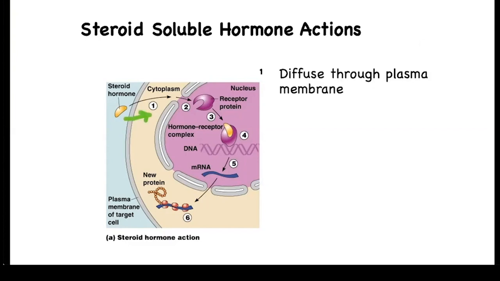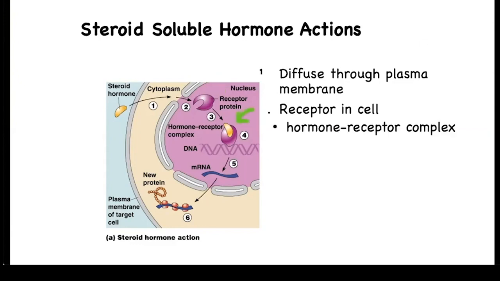Because these hormones are nonpolar and lipophilic, they can go right through the phospholipid bilayer of the plasma membrane. This means that the receptor for the hormone is located within the cell, either in the cytoplasm or in the nucleus, such as in this illustration.